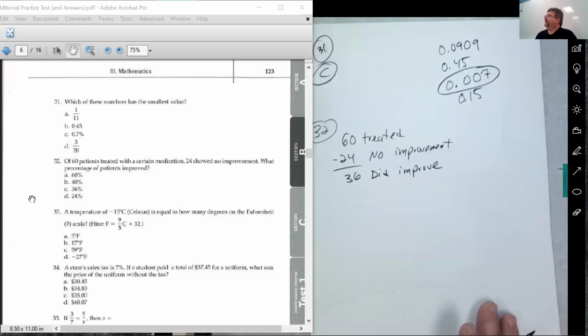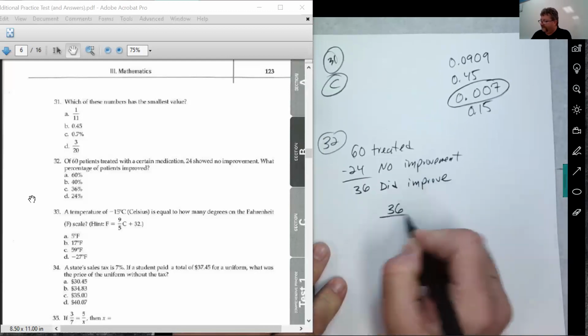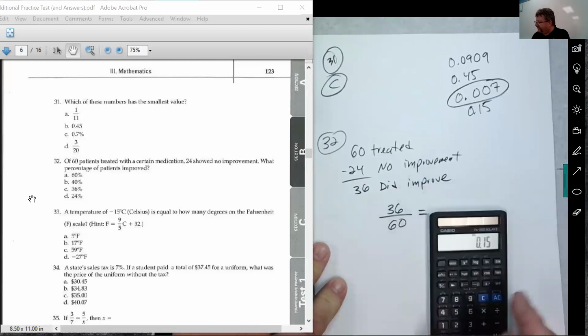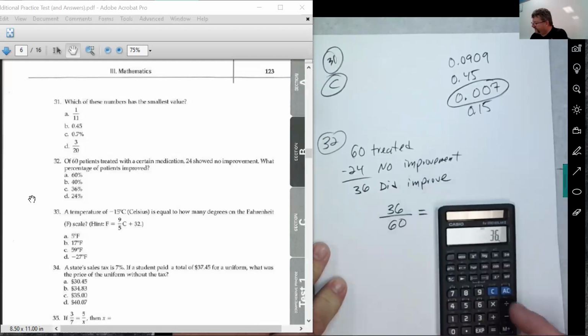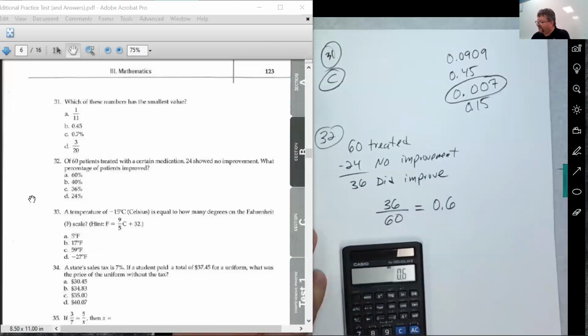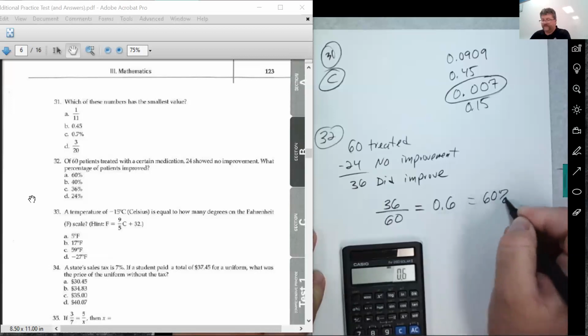Okay, and the question says, what percentage of the people did improve? So I need to take that 36 that did improve over the 60 of my total sample and divide those two numbers. I'm going to get a decimal. 36 divided by 60, 0.6. But I need to convert that decimal to a percent. So I'm going to move that decimal 2 places to the right and stick a percent sign in there. 60%.